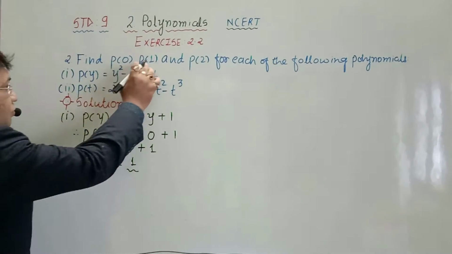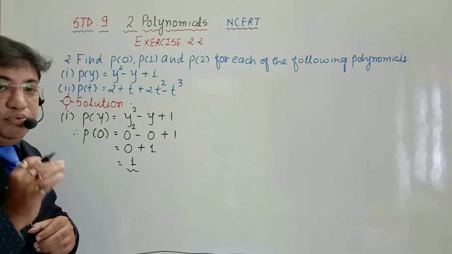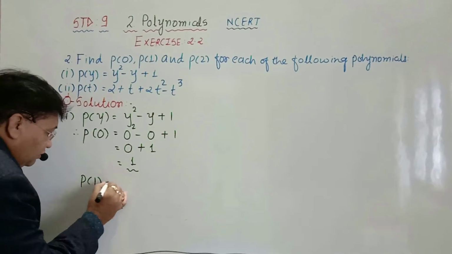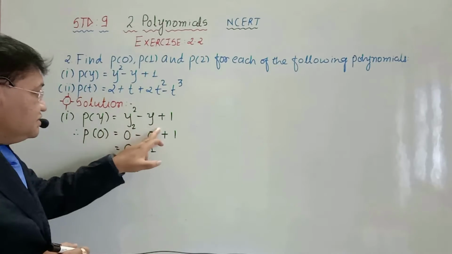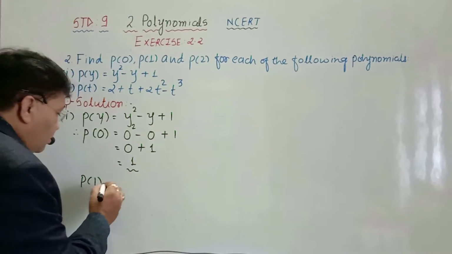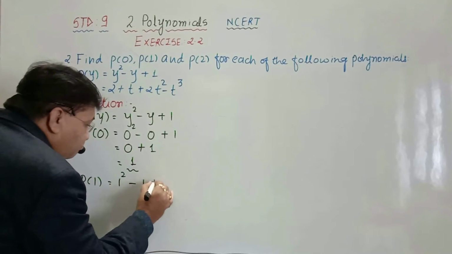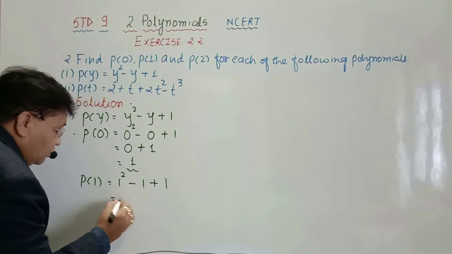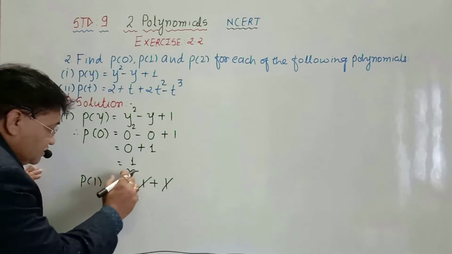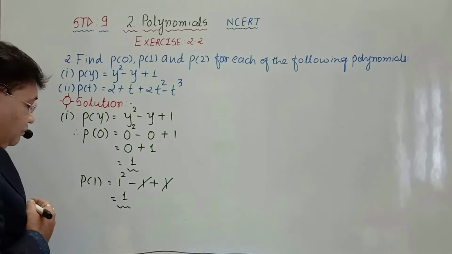Now we want P1. So in place of y we put 1. In the RHS in place of y we write 1. So here we write 1 square minus 1 plus 1. Minus 1 plus 1 will cancel and 1 square is equal to 1. So here we get answer 1.